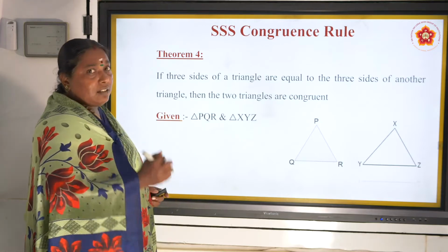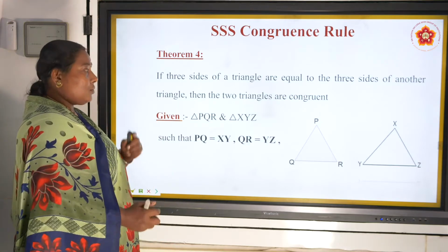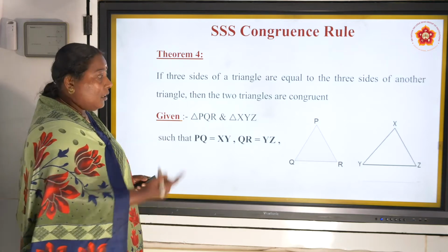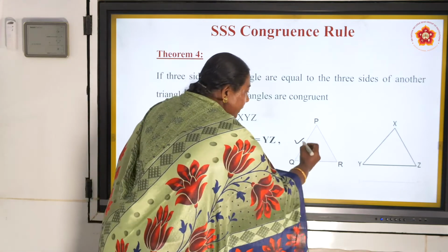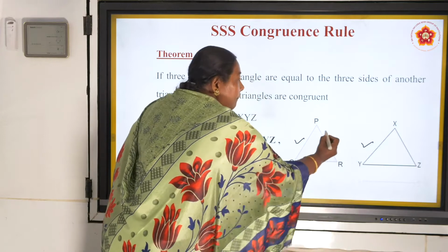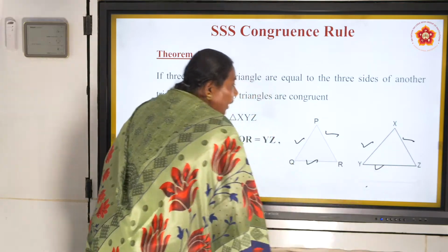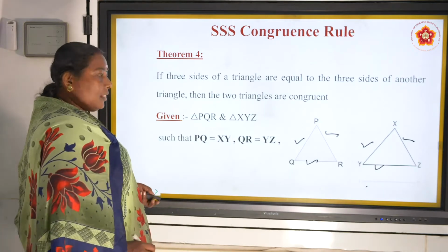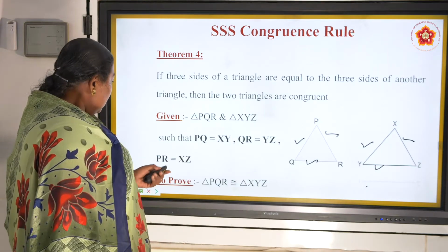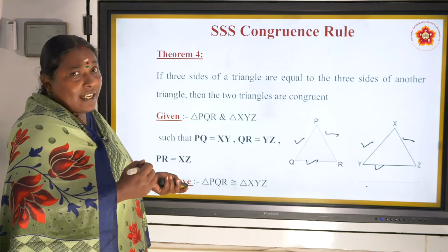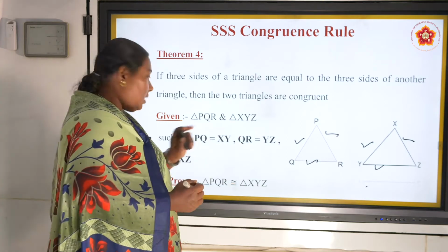Next, what is given? Two triangles are given. Their sides are equal. So, their corresponding sides PQ is equal to XY, PR is equal to XZ, QR is equal to YZ. That is what they have given. Next, what do I have to prove? I just have to prove that both the triangles are congruent.